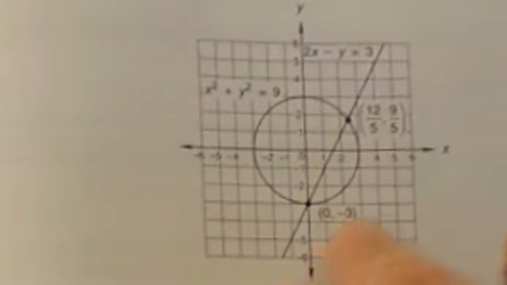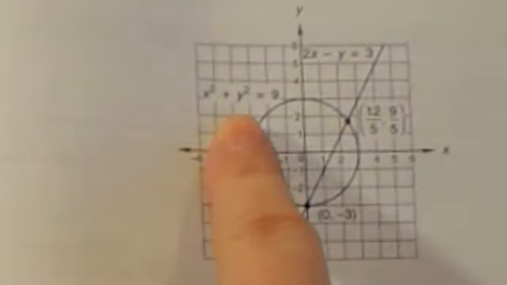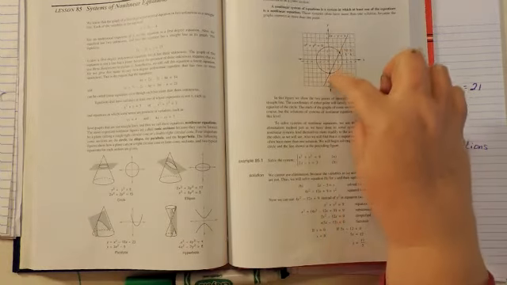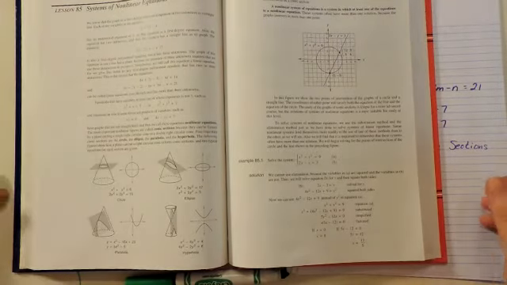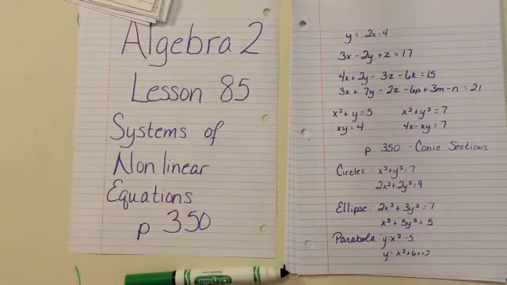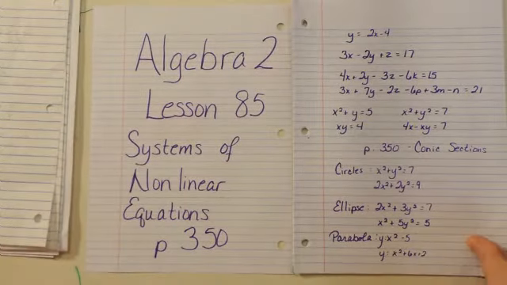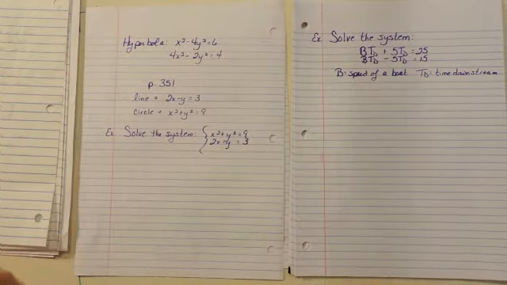This graph shows the line of 2x minus y equals 3, and the equation for the circle is x squared plus y squared equals 9. To find these points, we're going to be using substitution and elimination, just as before. These equations just get a little more complicated. Okay, so we're going to start by solving the equations we just saw.